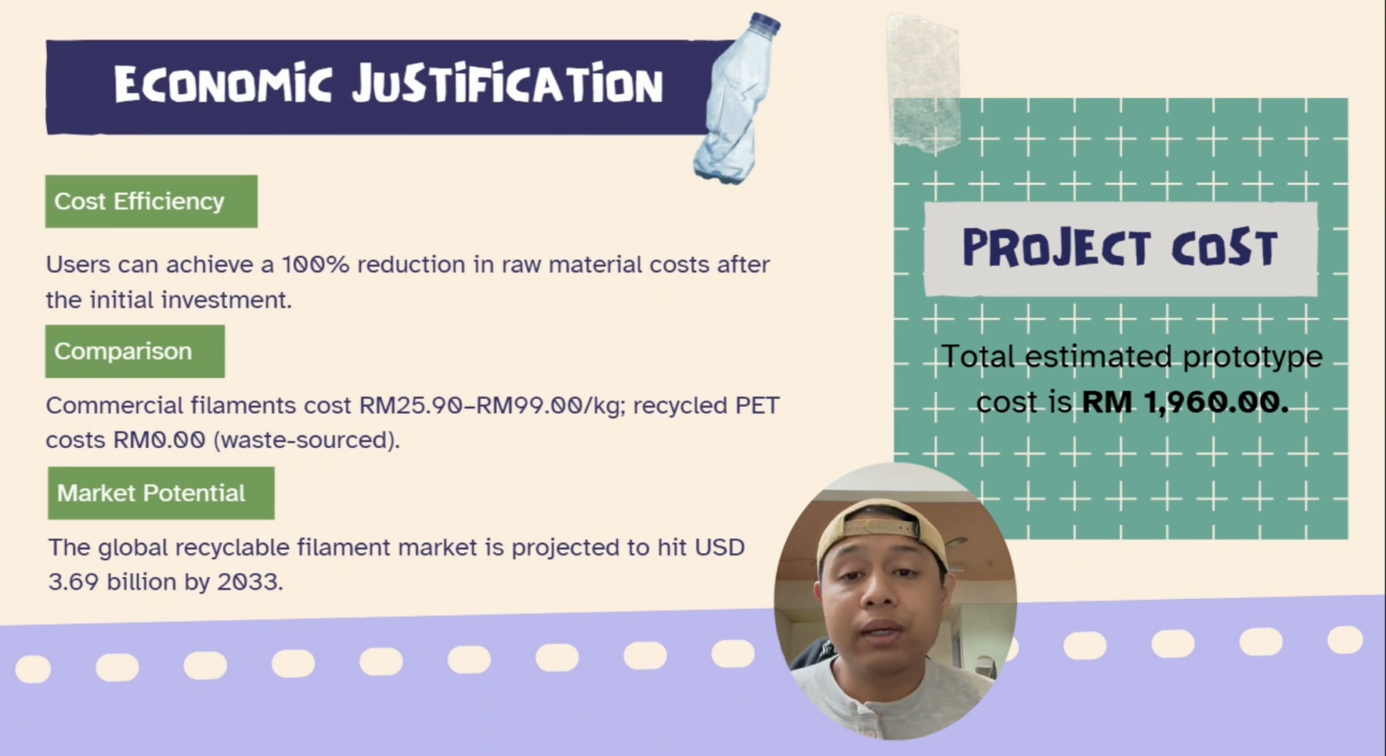However, with our mini PET bottle recycler, the raw material cost is basically zero because we use waste PET bottles that are usually thrown away or sold at very low value. This means that after the initial investment, users can achieve almost 100% reduction in raw material cost for filament production. The estimated total cost for our prototype is about 1,960 ringgit, which is a one-time investment. After that, users can continuously produce filament on their own without buying commercial filament repeatedly.